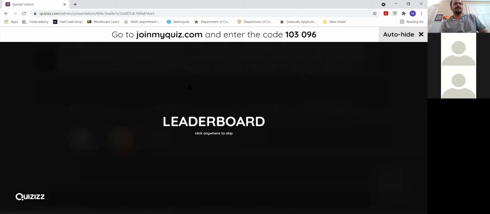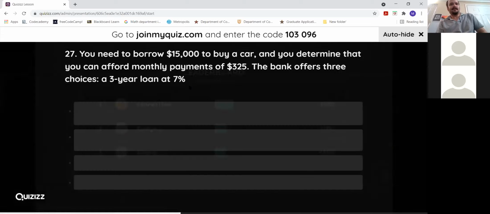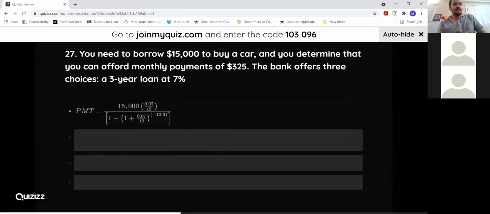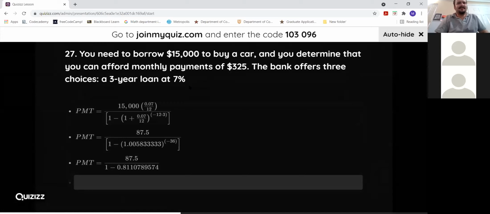I know I got it. I'm pretty sure I got this one broken down on the next page. Yeah, there it is. So we're doing 15K. If we do the top, we get 87.5. What'd you get? Did you get the same number? Are we getting these numbers?